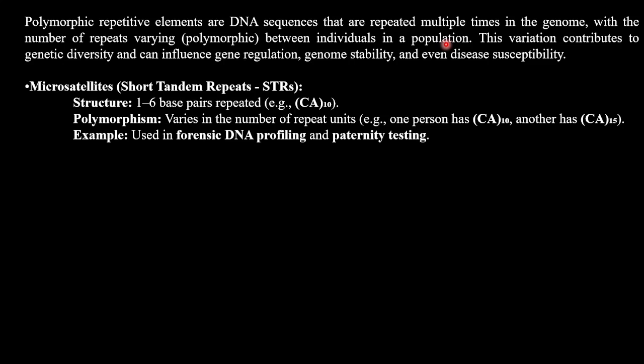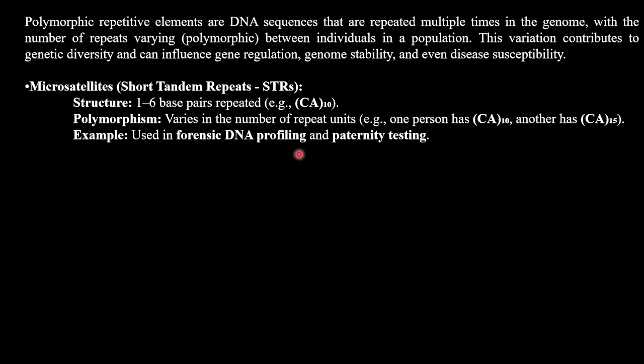A very good example is muscular dystrophy. If you have 50 repeats, you are normal. If you have 500 repeats, you are not normal. This variation contributes to genetic diversity and can influence gene regulation, genomic stability, and even disease susceptibility.